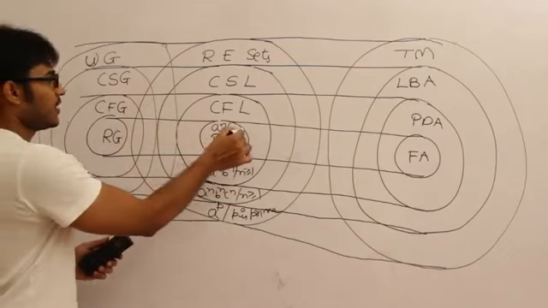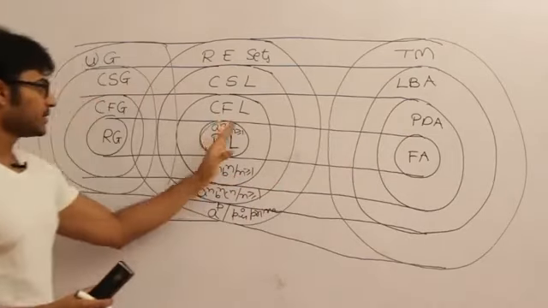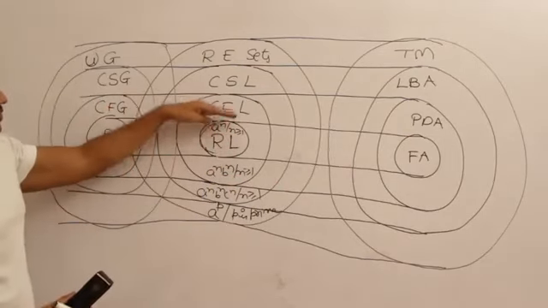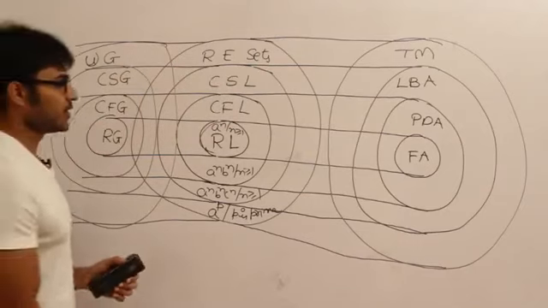Now let's take only regular languages, and we have already discussed finite automata. Let's discuss the other parts too. Then we shall go to context free, then we shall go to context sensitive, then we shall go to recursively enumerable sets.